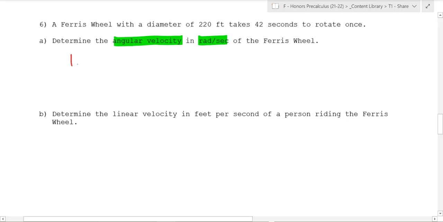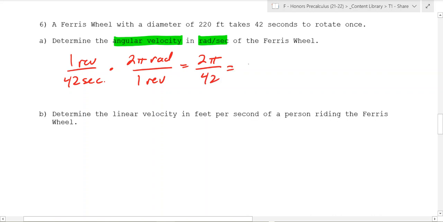So we know it's 1 revolution in 42 seconds. Well, there are 2 pi radians in 1 revolution. 1 time around is 2 pi radians. Well, that's just going to be 2 pi over 42, which is equal to pi over 21 radians per second. Yay! Determine the linear velocity in feet per second of a person riding the Ferris wheel.